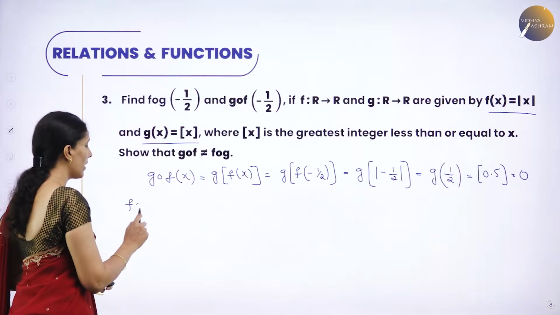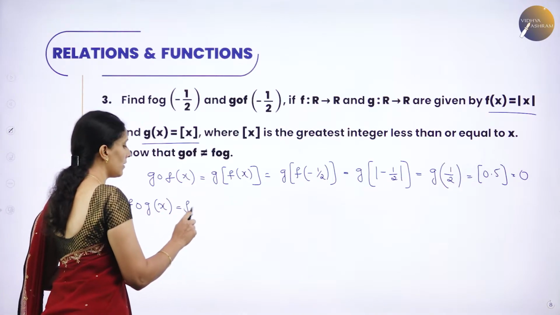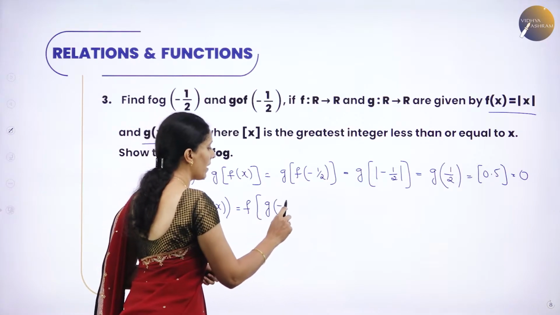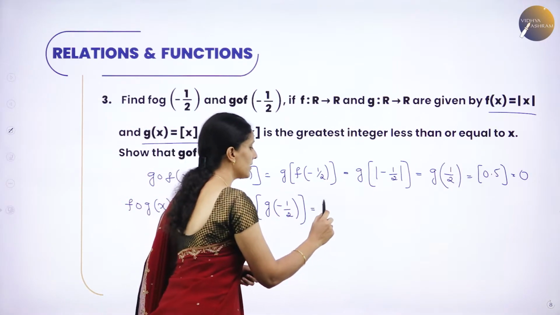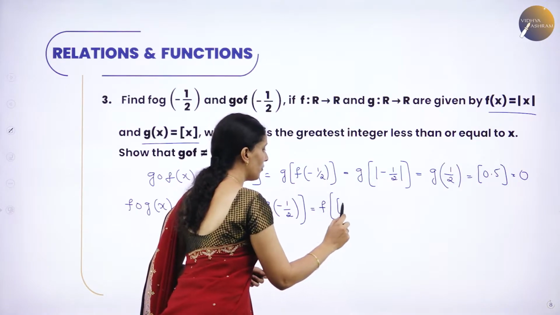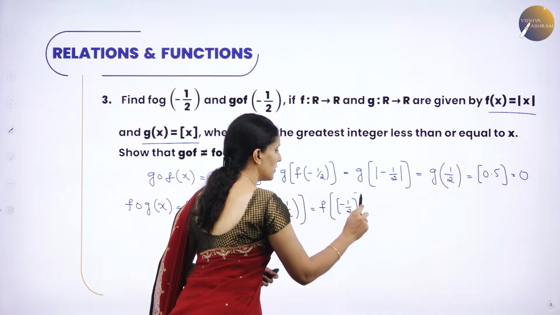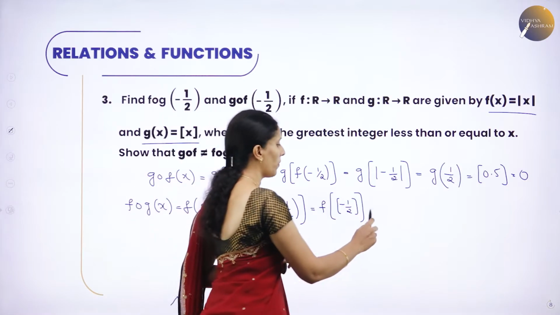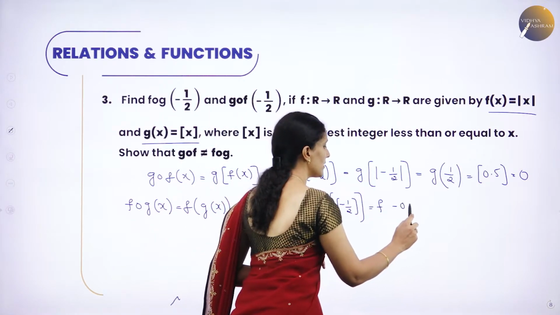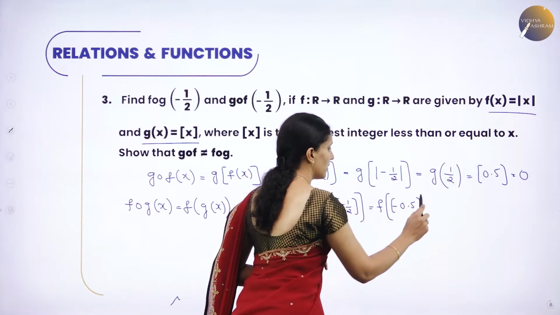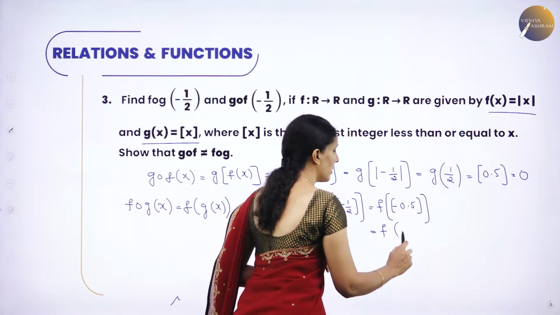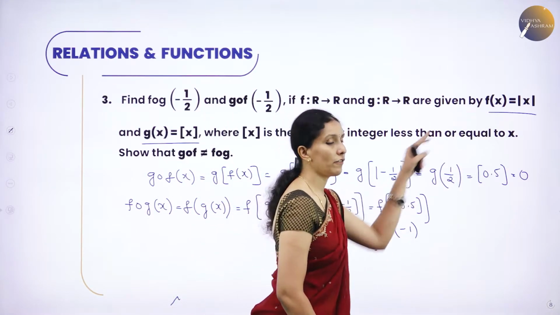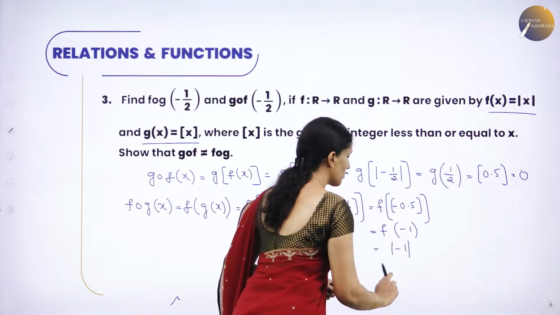Now let me check it for f naught g of x, which is nothing but f of g of x. So which is f of g of minus half. That means f of the greatest integer value of minus half. So the greatest integer value of minus 0.5 is minus 1. So this is equal to f of minus 1. And f of minus 1 means f should be expressed in the form of modulus x. So modulus of minus 1 is 1.